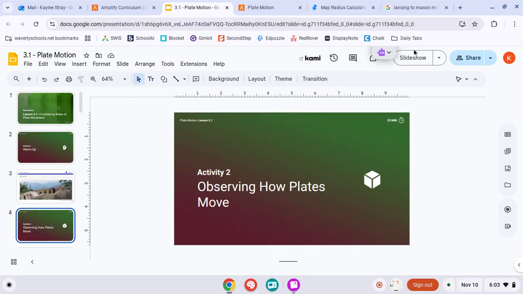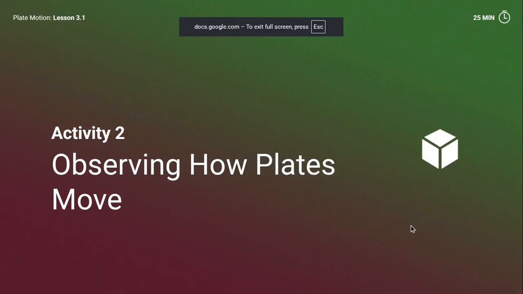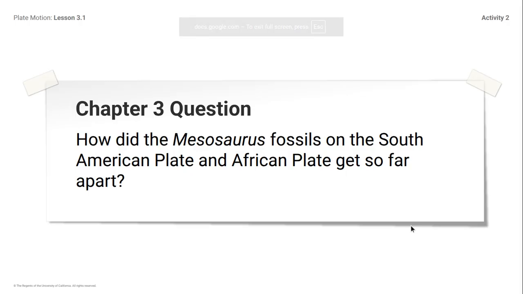So we're going to look at observing how plates move today. We do have a new unit question, chapter 3 question. Yesterday we did answer our chapter 2 question, which was, how did the South American plate and the African plate move? And we figured out that they moved by diverting or moving away from each other because it was a divergent plate boundary that was between them. So our chapter 3 question is, how did the Mesosaurus fossils on the South American plate and the African plate get so far apart? We're trying to figure out at what rate did they move.